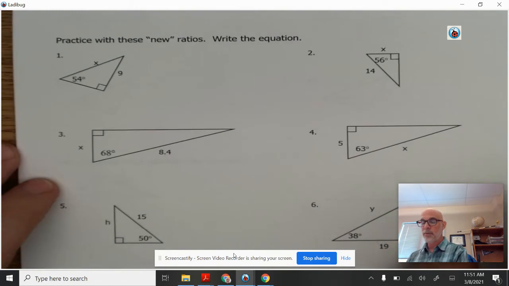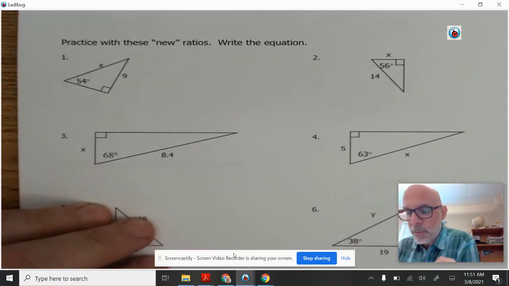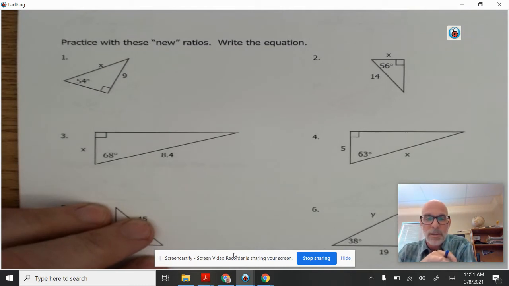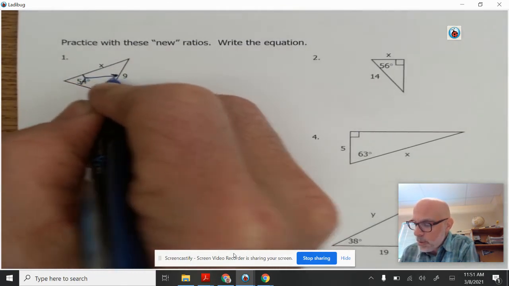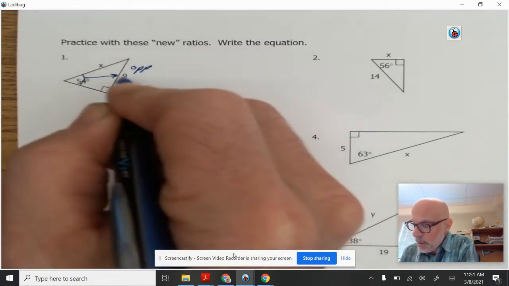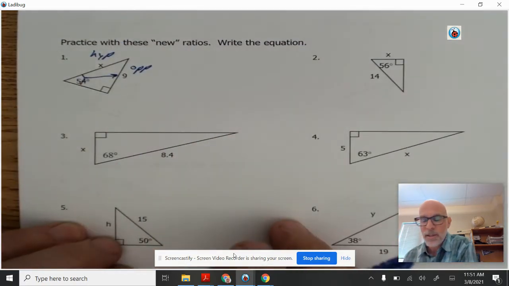So what you're going to have to do now is think before you jump into this process. Now, here's the good news. You already know the process, but you're going to have to think, is this situation sine, cosine, or tangent? You're going to have to decide. And so if I look at this angle's point of view, I know that this over here is the opposite, and this right here is the hypotenuse. So I know that it's sine.